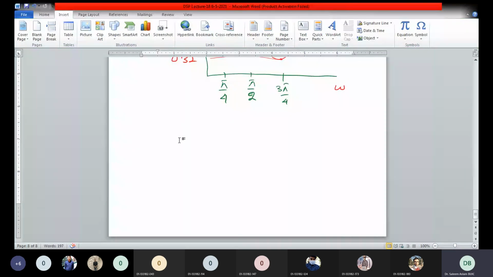So let's start, since we have 5 minutes. Let's start the next topic, which is the all pass system. This is your article, I think 5.5, all pass systems. You can call them all pass filters as well, right? In some books you will find all pass system, in some books you will read about all pass filters.